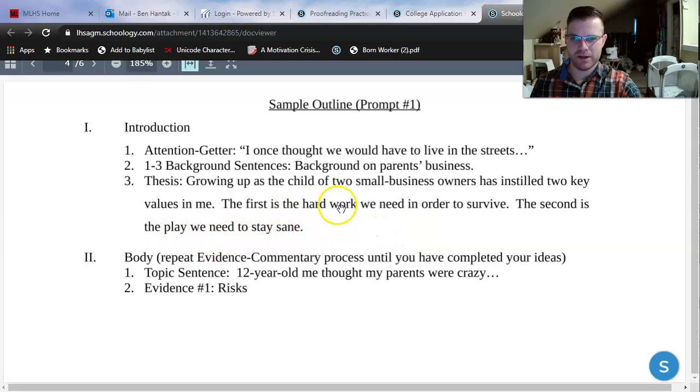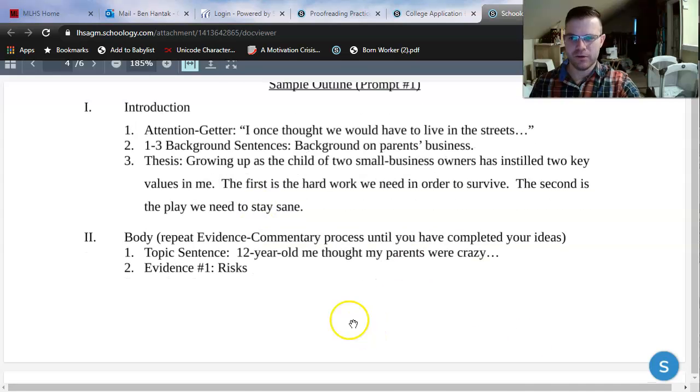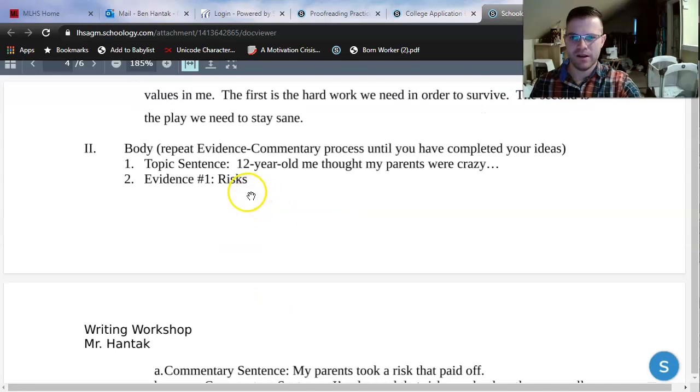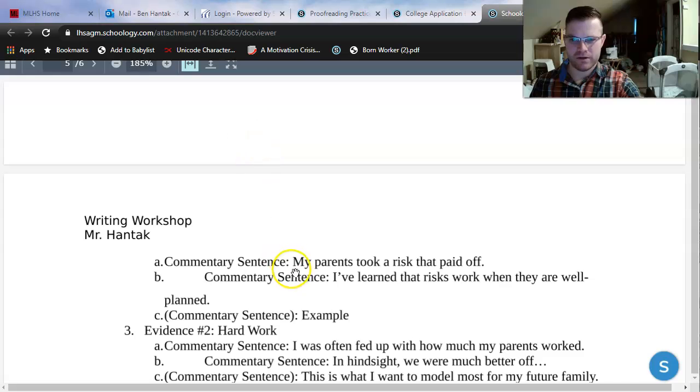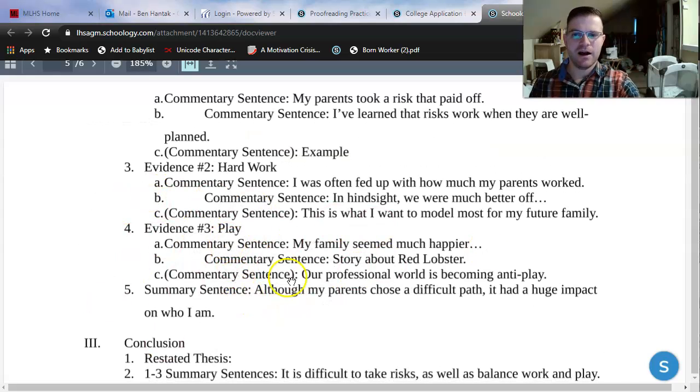So that's where I took my creative risk. Yes, I'm talking about hard work, which is something every college expects to hear, but I'm also talking about the importance of play here, which is new and different and risky in an essay. And then I go through that in the body. So I talked about taking risks and working hard first, but then I talked about play in my third piece of evidence there as well.